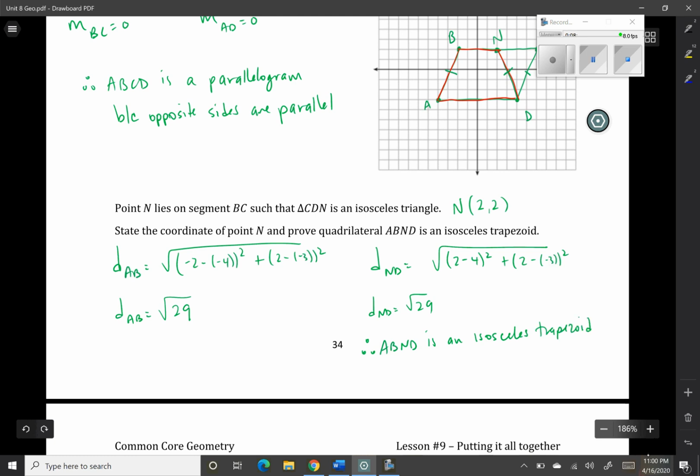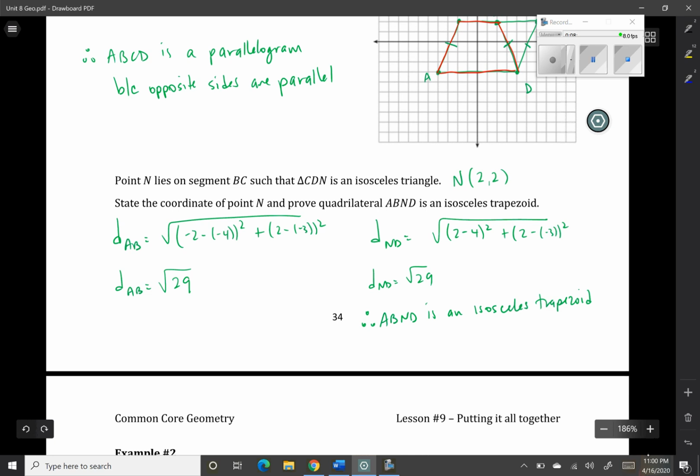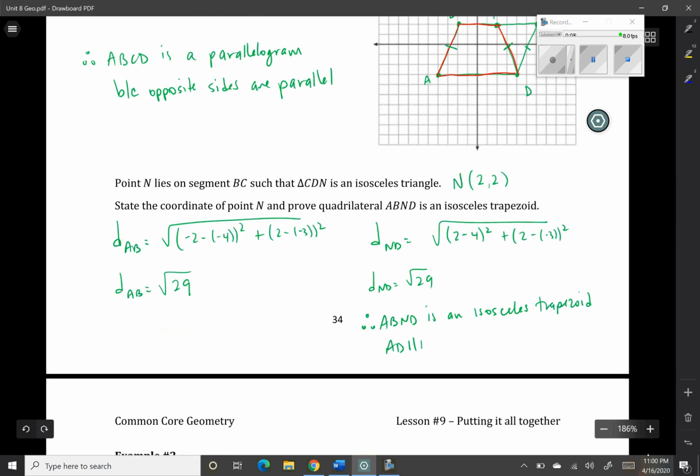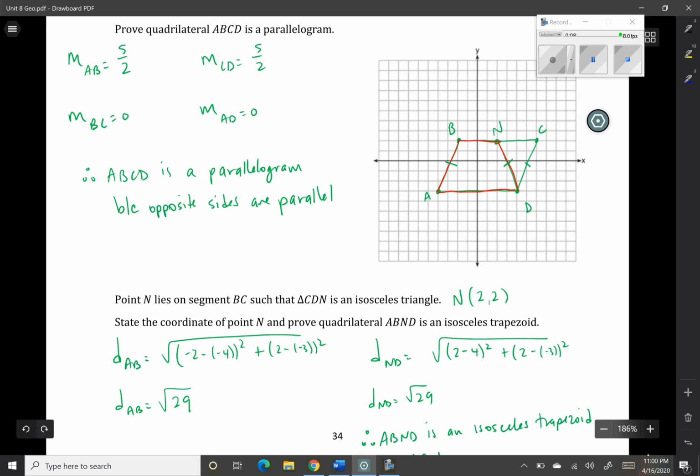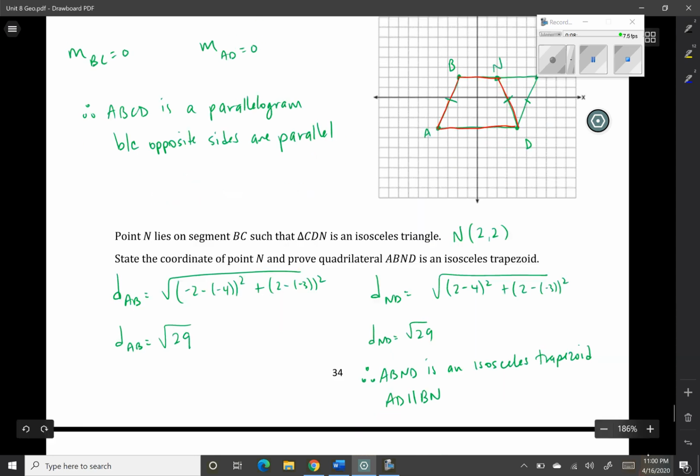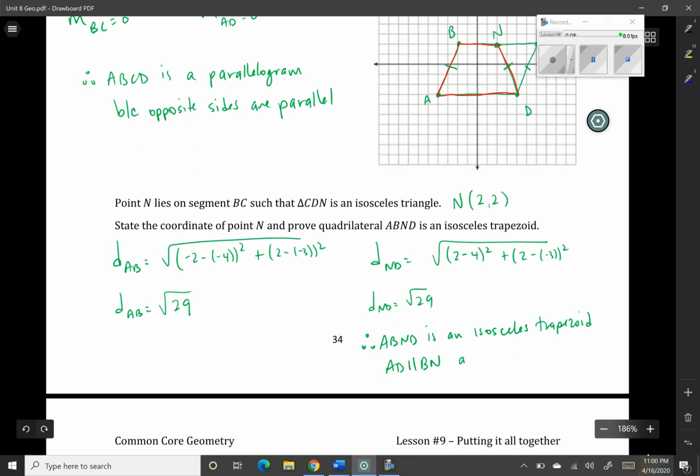And I'm actually going to state two things here. So I have to first state the fact that it's a trapezoid. So why did we know it was a trapezoid? Because AD was parallel to BN. They had the same slope. We already found their slopes up here. They both had slopes of 0. And the two segments we saw that had the same distance, AB and ND, well, they're congruent to each other.